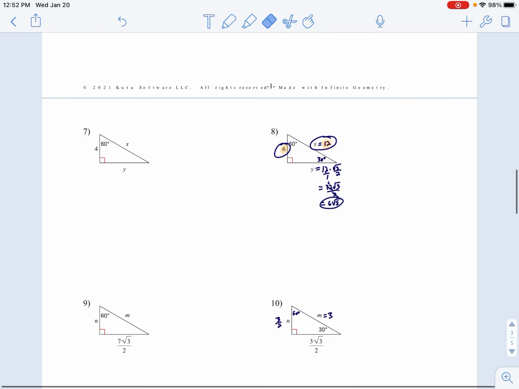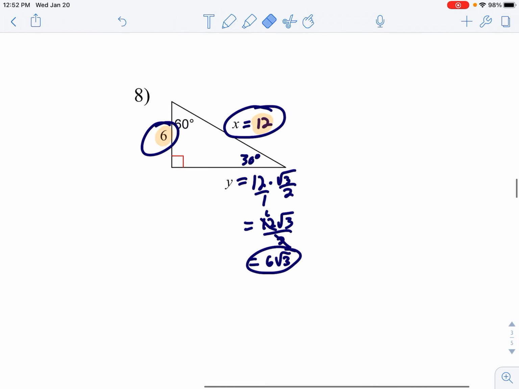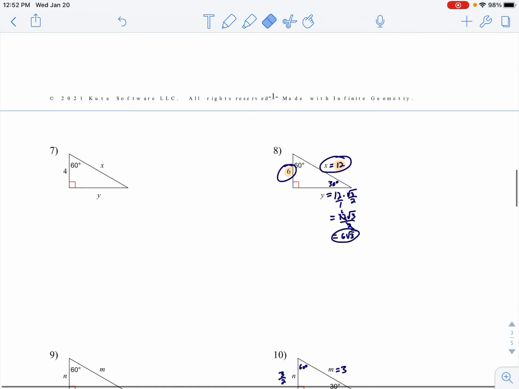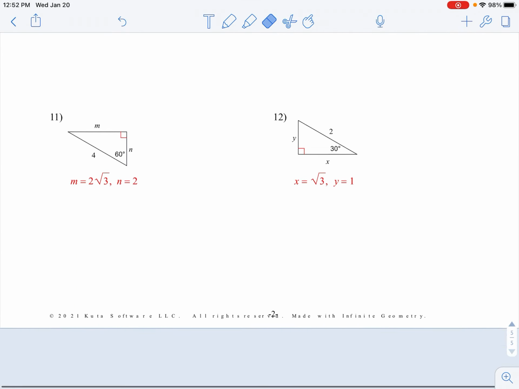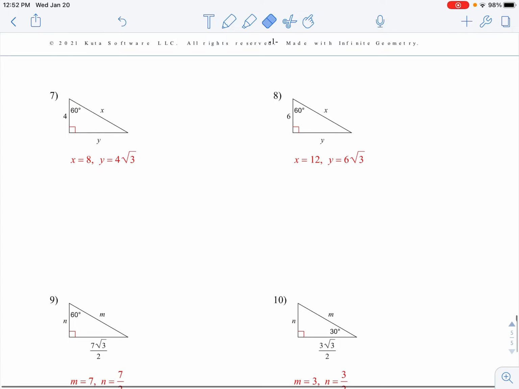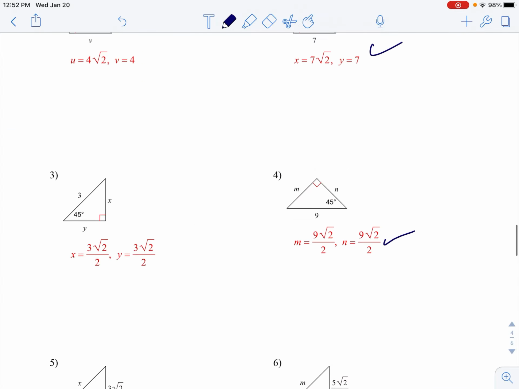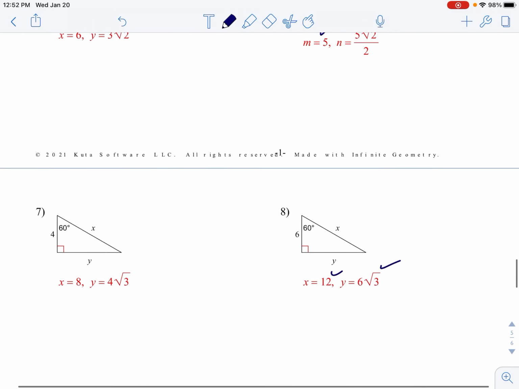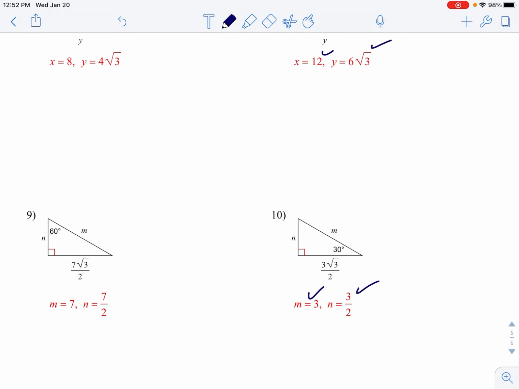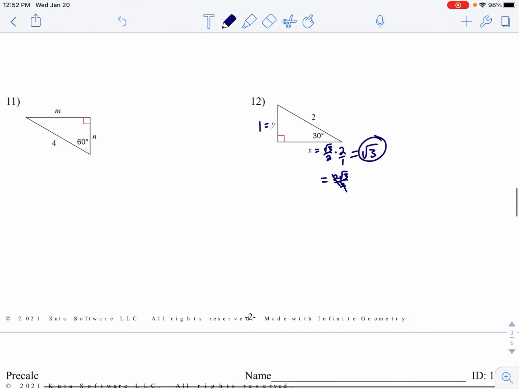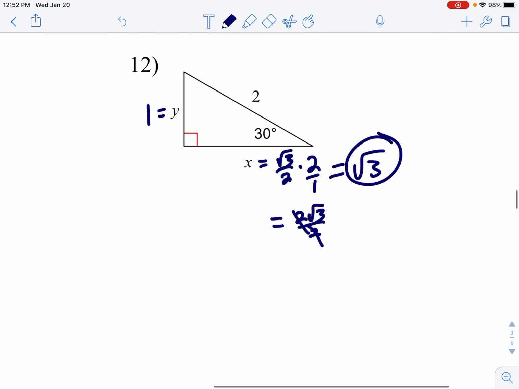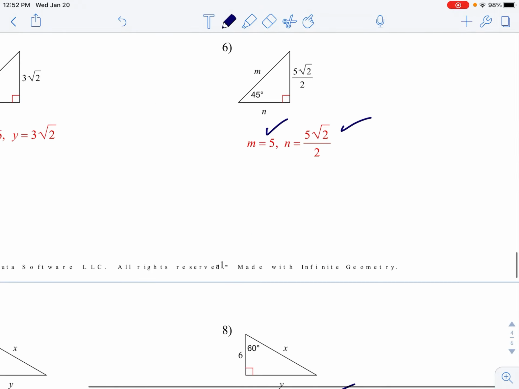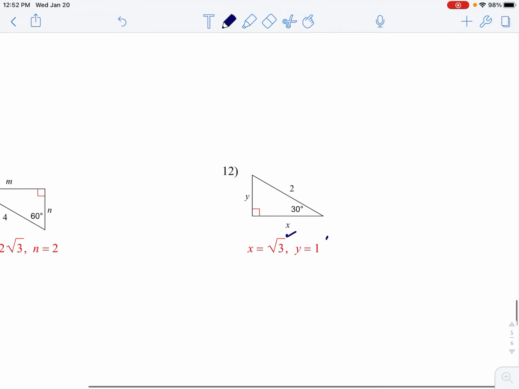Okay, let's check this. So number 8, x is 12, y is 6 radical 3. Here we go. X is 12, y is 6 radical 3. Number 10, m is 3, n is 3/2. Number 12, x is radical 3 or square root of 3, y is 1. Square root of 3, 1.